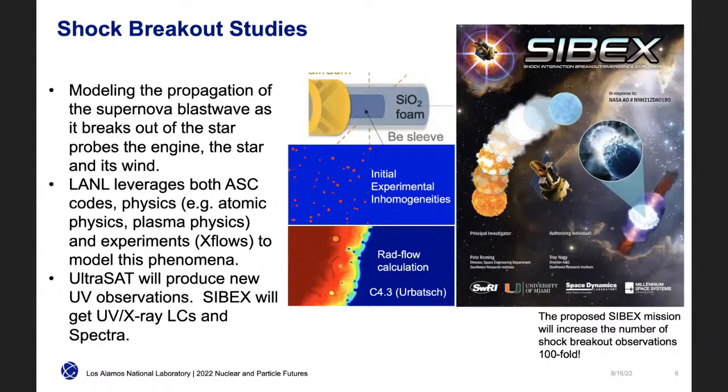But all I had to do to model the shock radiation front going through a Wolf-Rayet wind was to change a few buttons, increase the size by about 10 to the 11 times, and I was starting to model the radiation transport through an inhomogeneous medium there. And the point I'm trying to make is that the physics starts to be the same.